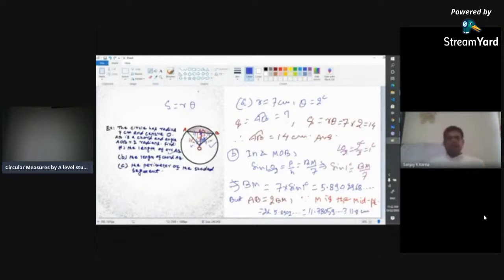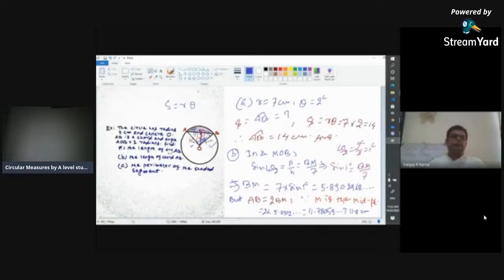Now in question number C, it says to find the perimeter of the shaded segment. So the perimeter of the shaded segment means we are talking of this segment. This is the shaded segment. Do you know what is called the perimeter? Perimeter is the sum of the lengths of the outer boundary of a closed figure.